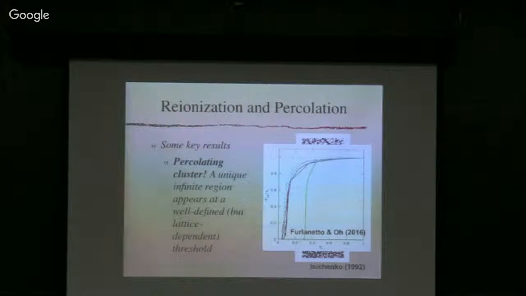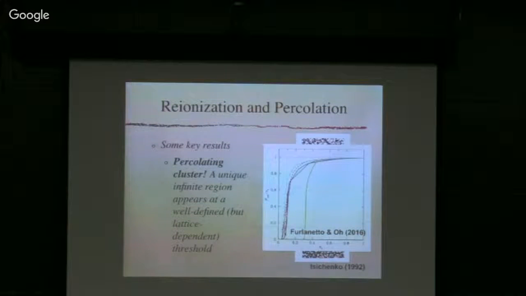Now there's a difference from standard percolation, which is shown by the green curve, or two differences that I'll mention. One is that this infinite percolating cluster appears much earlier in the process for reionization than it does here. And that's because reionization is not a purely random process. It's driven by the underlying density field, which has large-scale correlations.